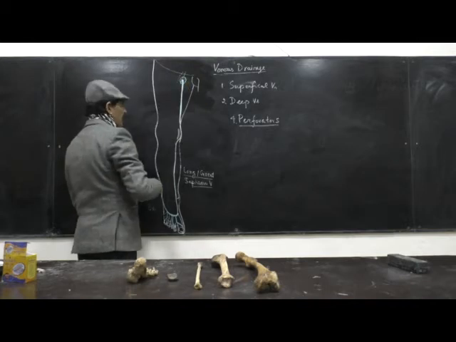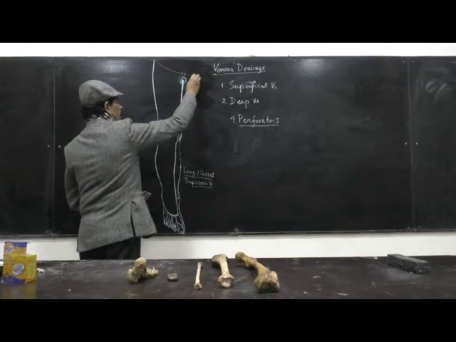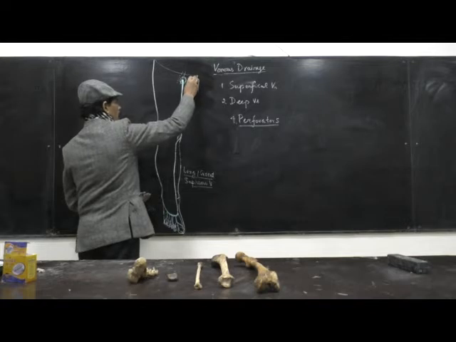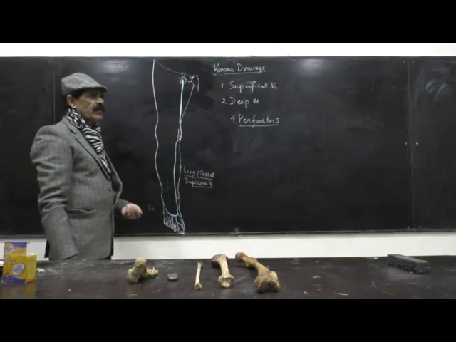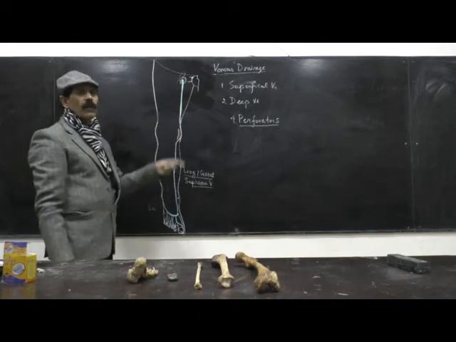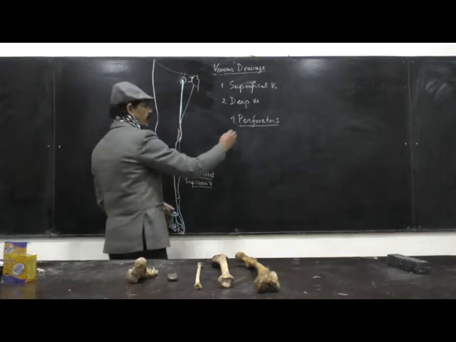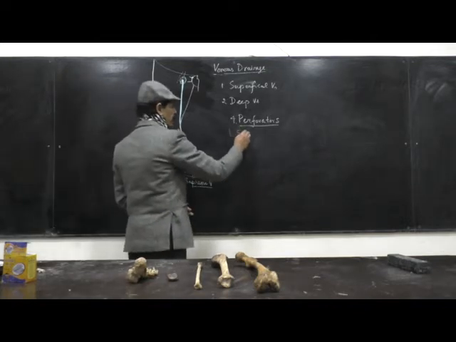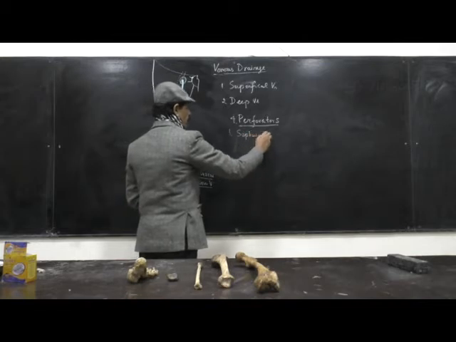This saphenous opening lies 4 centimeters below and lateral to the pubic tubercle, where the great saphenous vein opens into the deep vein, that is the femoral vein. So this is called the saphenofemoral junction. This is the first perforator, right at the level of the saphenofemoral junction.